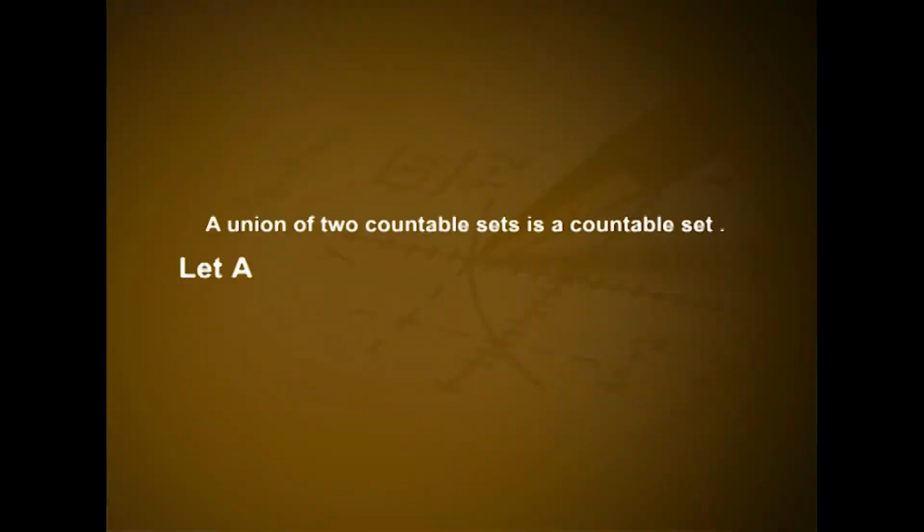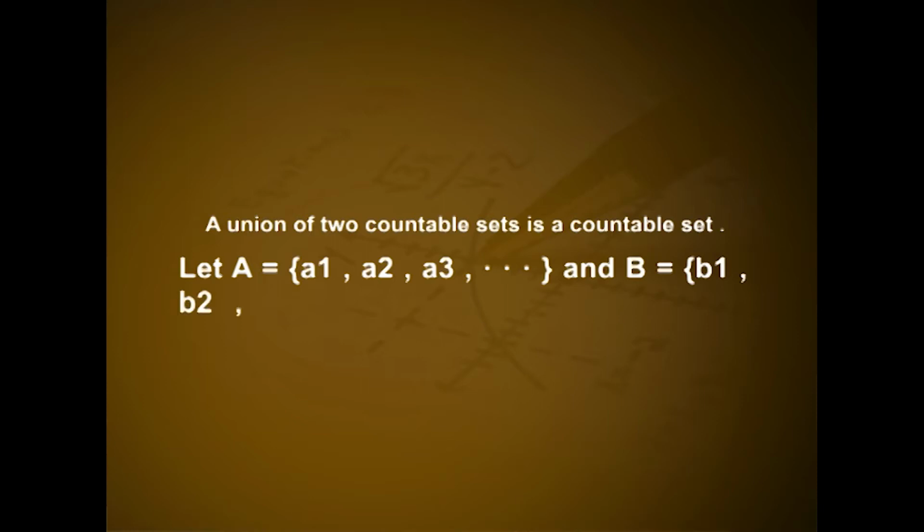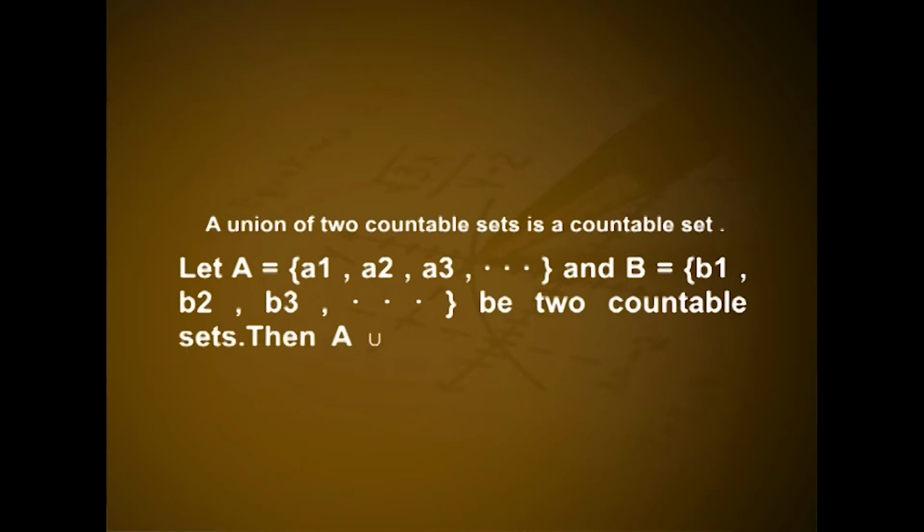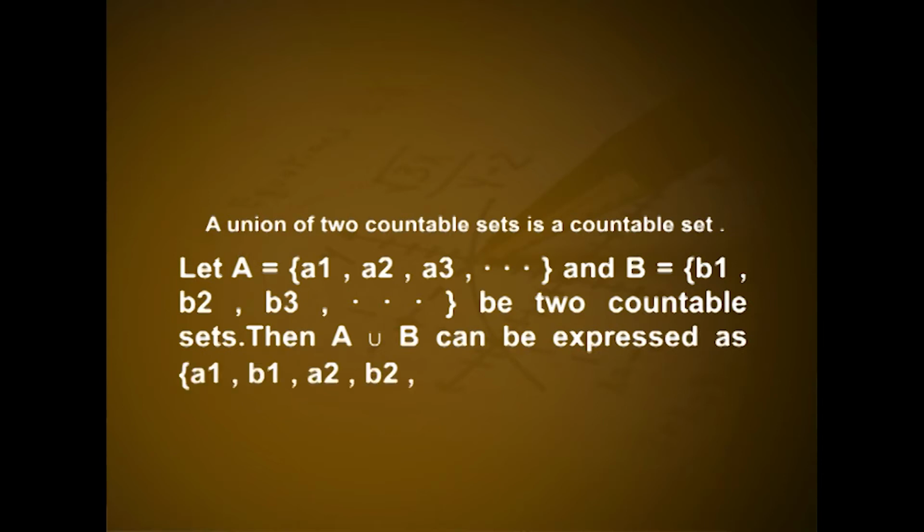A union of two countable sets is a countable set. Let A equals set A1, A2, A3, etc. and B equals set B1, B2, B3, etc. be two countable sets. Then A union B can be represented as set A1, B1, A2, B2, A3, B3, etc., which is a countable set.